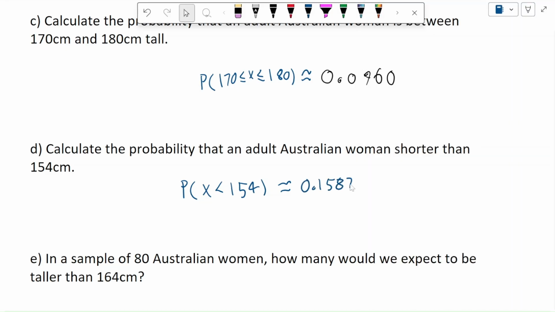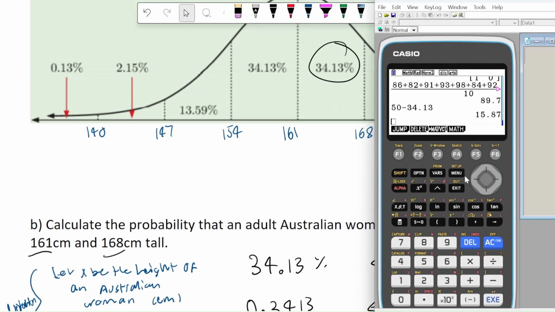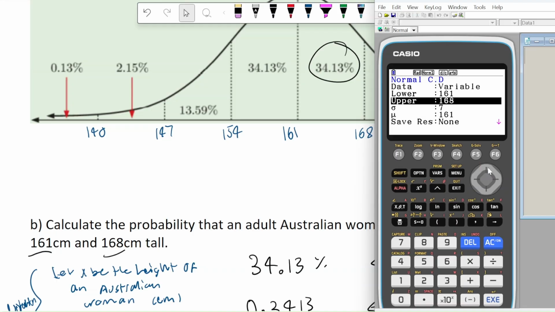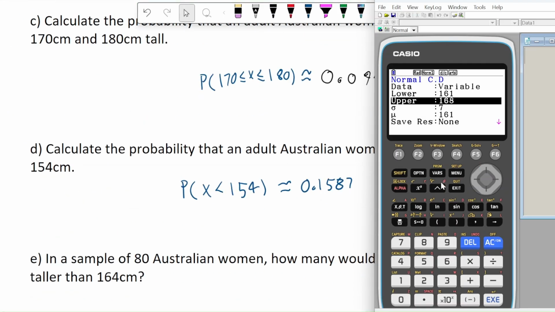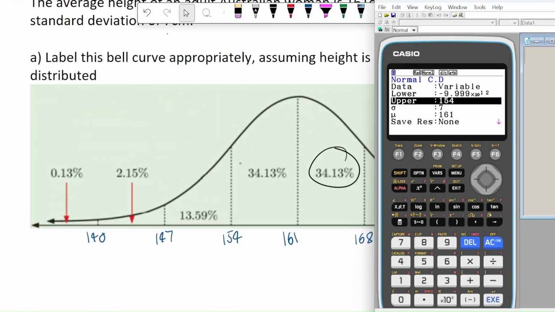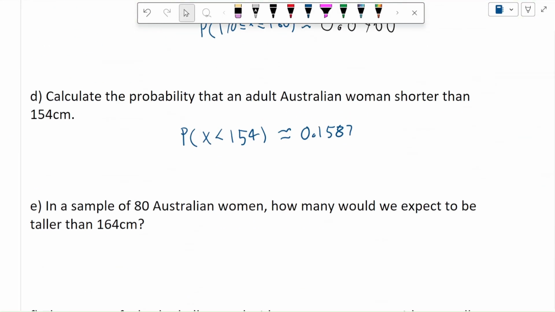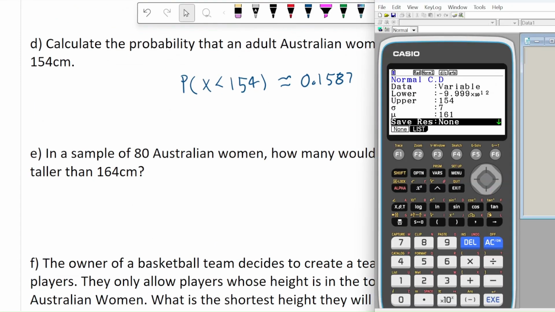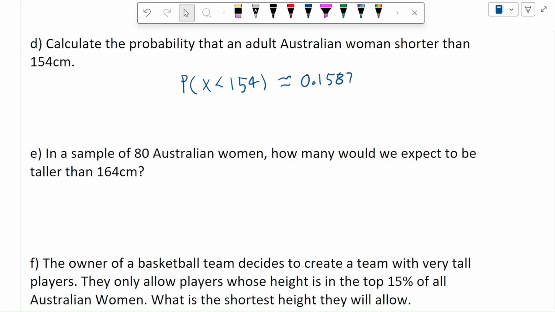0.1587. Now we can actually work this out using our normal CDF as well. So if we jump into stats again, and we go dist, norm, NCD, keep the standard deviation and mean the same. My upper in this case would be 154. My lower, you might be tempted to write 0, but your calculator doesn't know that heights can't be negative. So your lower is actually minus, and then we're just going to do a whole bunch of 9s. Basically, that's our stand-in for minus infinity. We're going left forever. If we chuck that into the calculator, scroll down and hit execute, we get 0.1587 as well, which is good news.